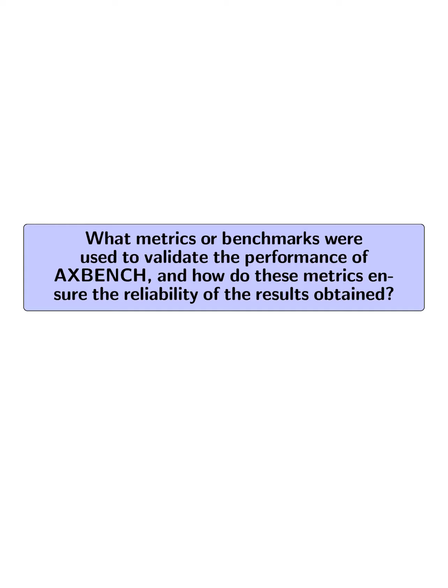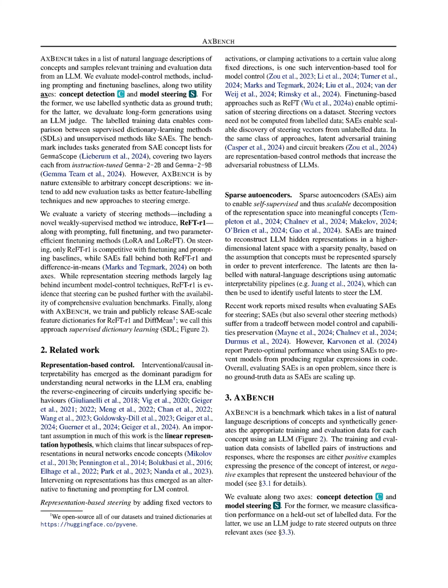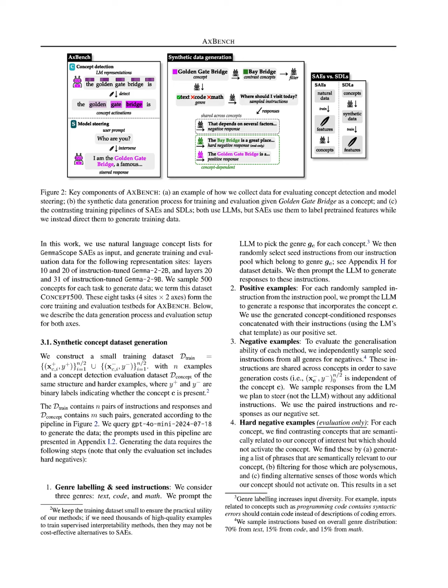What metrics or benchmarks were used to validate the performance of AXBENCH, and how do these metrics ensure the reliability of the results obtained? AXBENCH validates performance using two primary metrics: concept detection and model steering. For concept detection, it measures classification performance on a held-out set of labeled synthetic data, ensuring that the methods can accurately identify the presence of concepts.